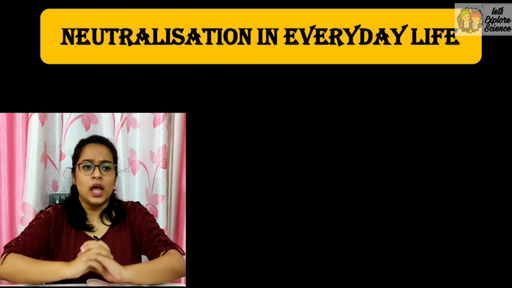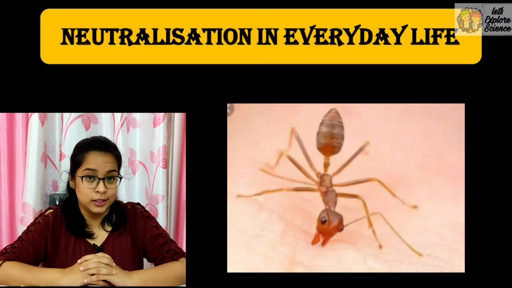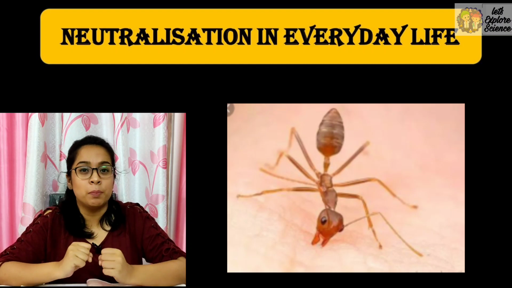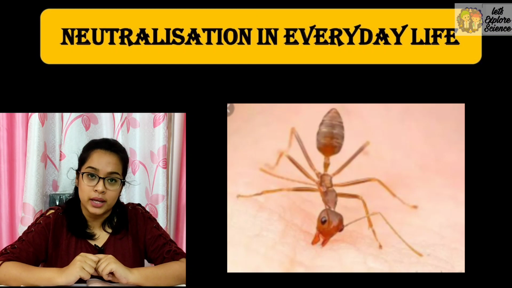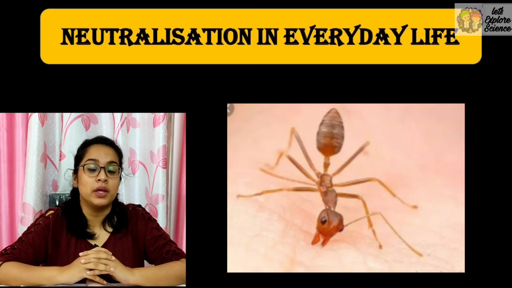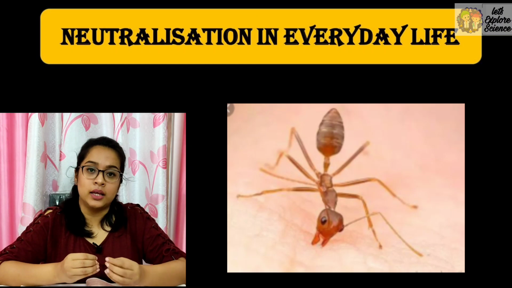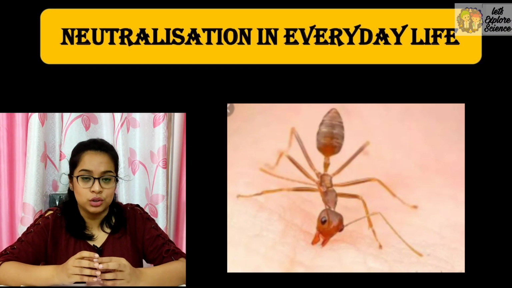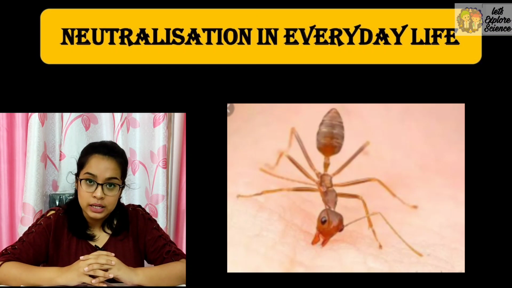Next, have you ever been stung by an ant? It hurts, yes or no? And it gives a burning sensation. Ant sting contains formic acid. Whenever an ant bites you, they inject formic acid inside your skin. So if you apply a mild paste of baking soda or any calamine solution, then you may get some relief.